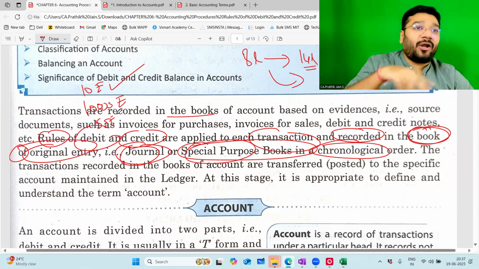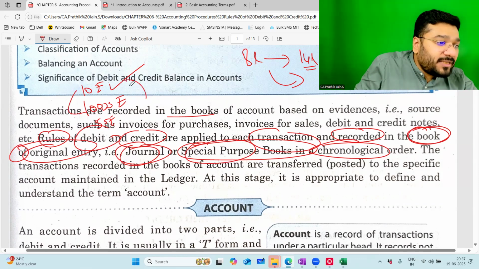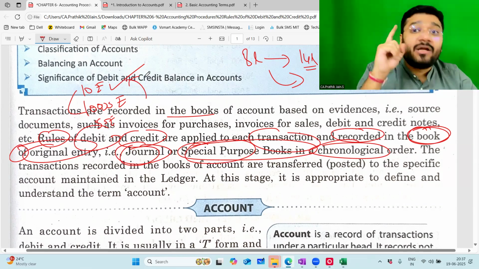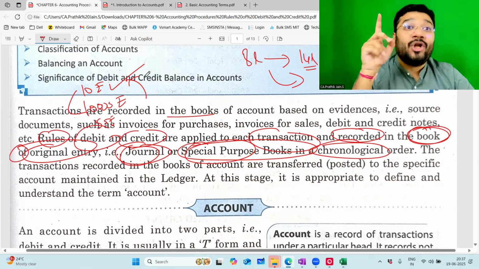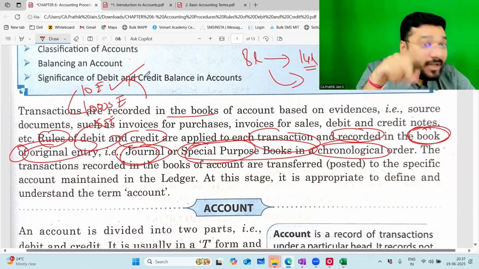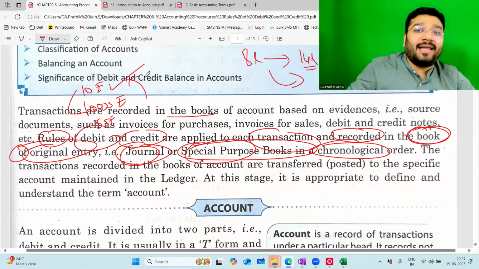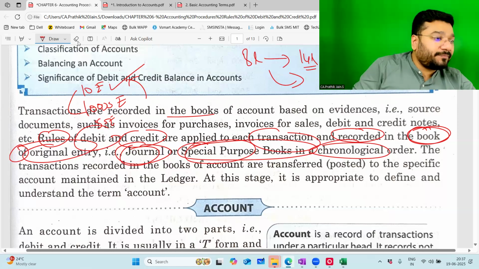Today's transactions, you can record in any jumbled order. This 10 rupees first, 10,000 second, everything we can change the order. The only rule for the chronological order is that today's transaction is recorded today. You can't record tomorrow's transaction today. Tomorrow's transaction is recorded tomorrow only. Don't record the day after tomorrow. So recording that day's transaction on that day is called recording in chronological order.